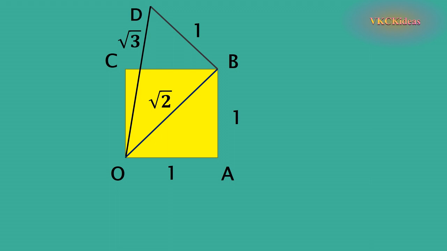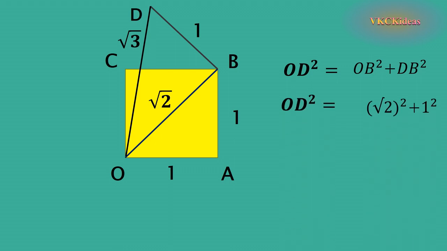How is this? Let us calculate. It is also again based on Pythagoras theorem. For this, we have to take the triangle OBD. In this OBD, OD is the hypotenuse. Therefore, according to Pythagoras theorem, OD square is equal to OB square plus DB square. Square on the hypotenuse is equal to the sum of the squares on the other two sides. So OD square is equal to root 2 square plus 1 square. OD square is equal to 2 plus 1, because root 2 and square cancel. The remaining is 2 and 1 square is 1. 2 plus 1 is 3.